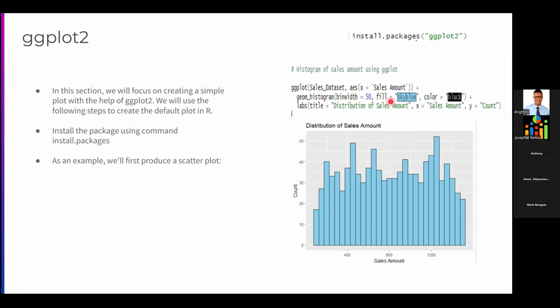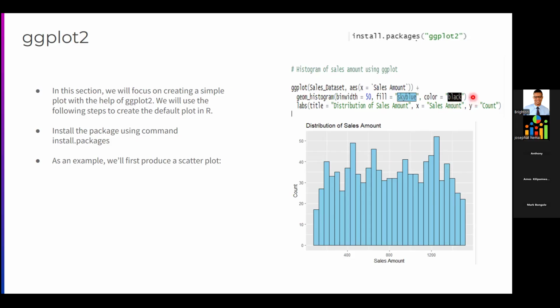Then there's a fill and a color. Fill is what you fill your bins with, sky blue. As you see, the color is sky blue. Then the color on the borders will be black. So one of them here is the fill, and the other one is the color of the border.